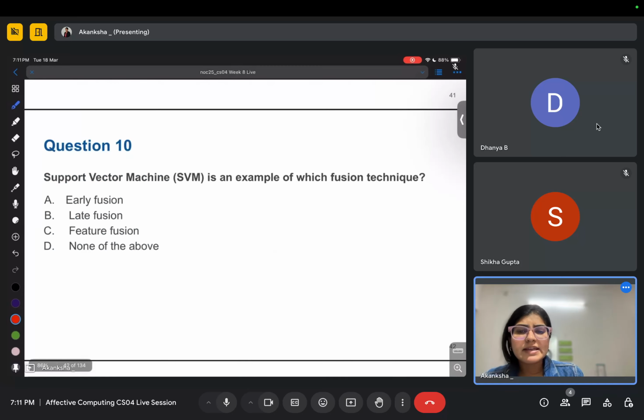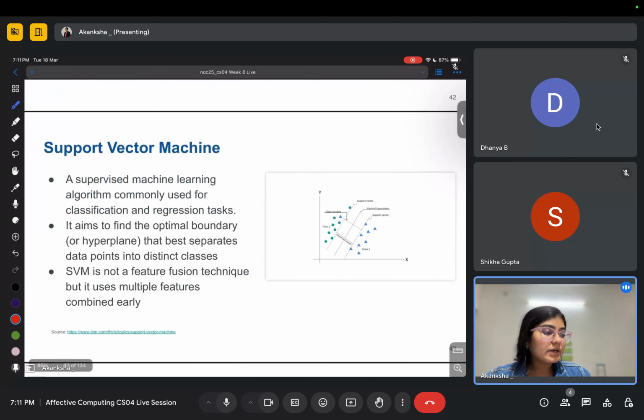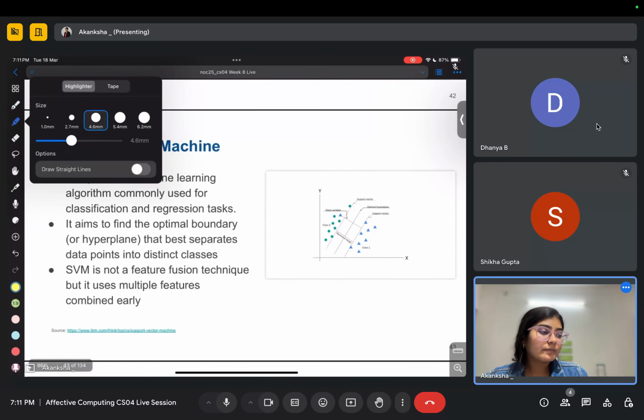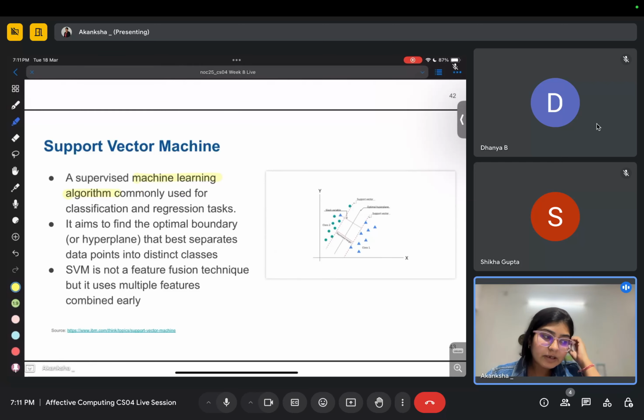Okay, next question is, SVM is an example of which fusion technique? SVM is not even a fusion technique. SVM is a classifier, right? It is more of an ML classifier, a machine learning algorithm. It is not a feature fusion technique exactly, but it can use multiple features which are combined early. So maybe facial features, or maybe my audio features, voice features. You can provide them together early.